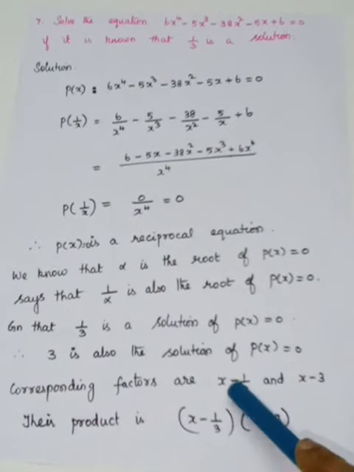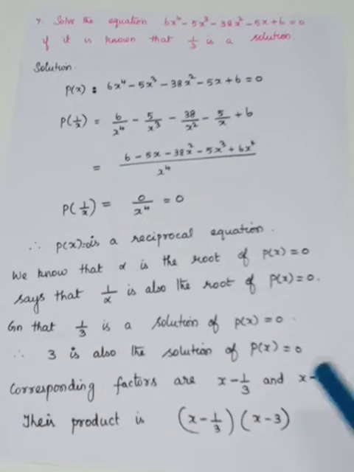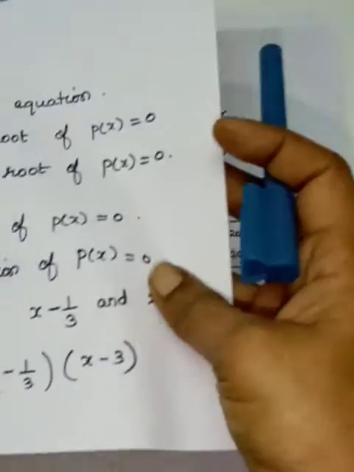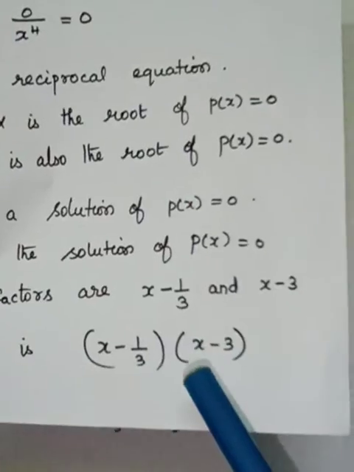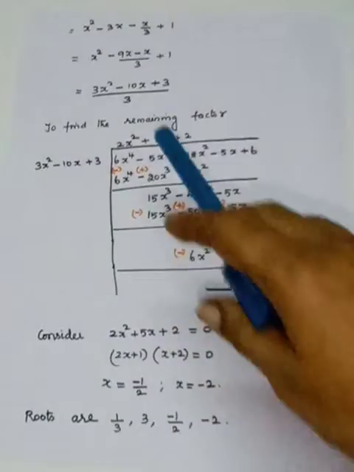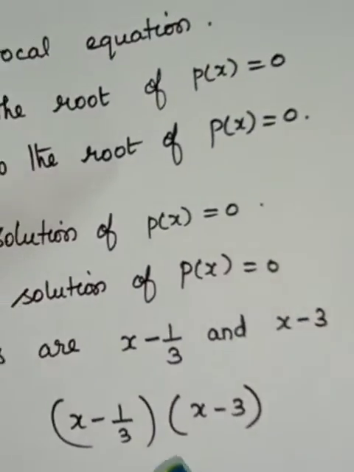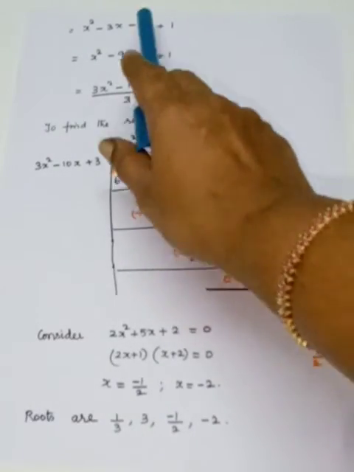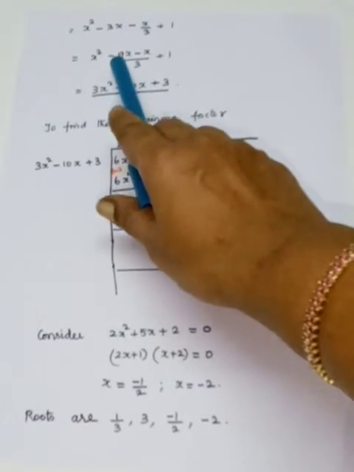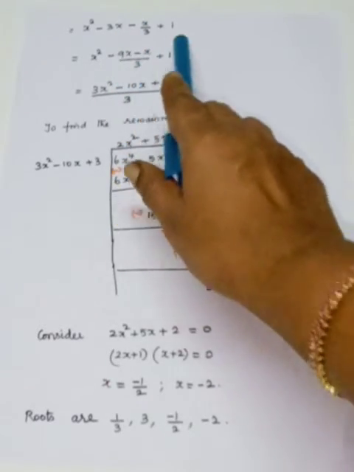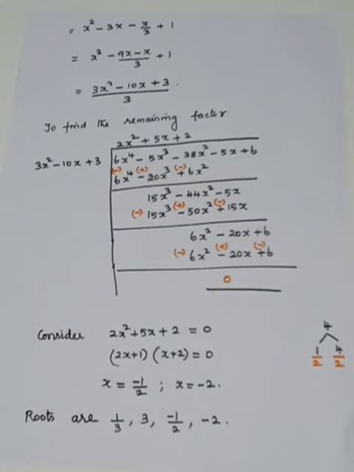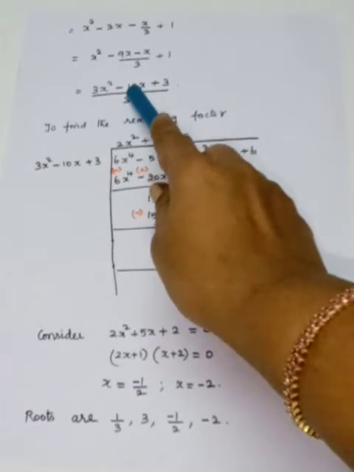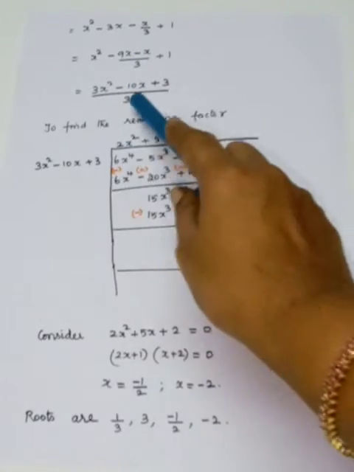If you take the product of the factors: x into x is x squared. X into minus 3 is minus 3x. And minus 1 by 3 into x is minus x by 3, plus 1. If we take the LCM for these two terms, it is minus 9x minus x by 3. So on the whole, it is 3x squared minus 9x minus x, which is minus 10x, plus 3. So the product is this.